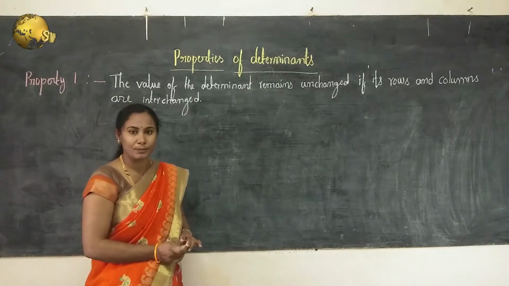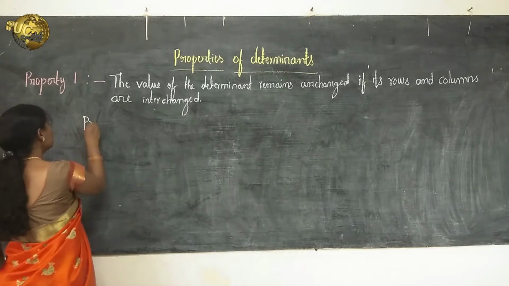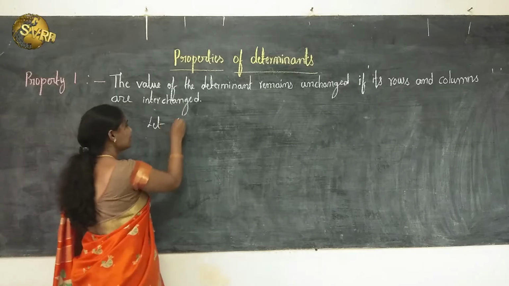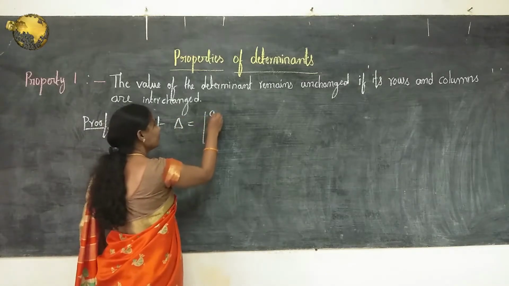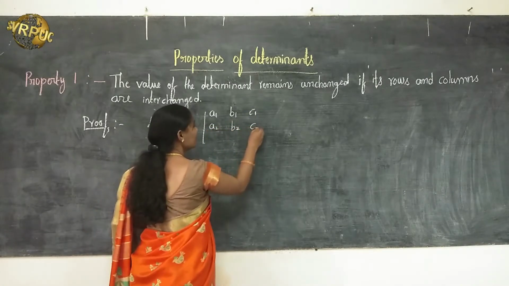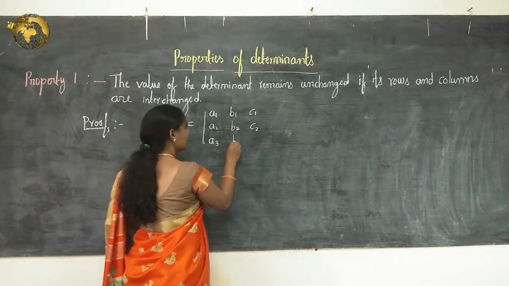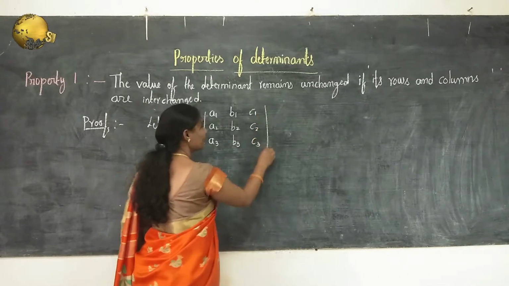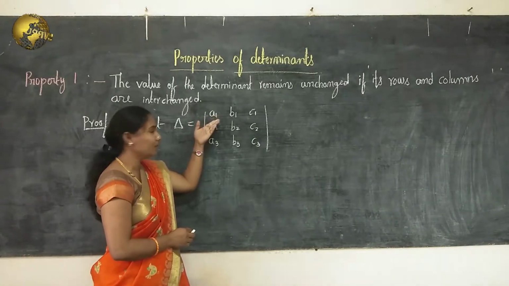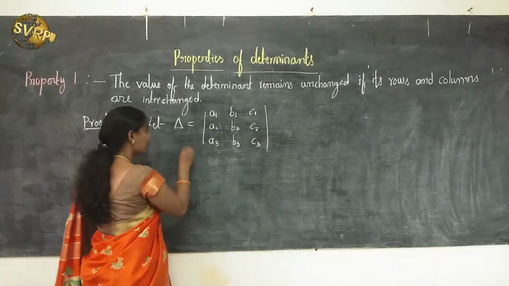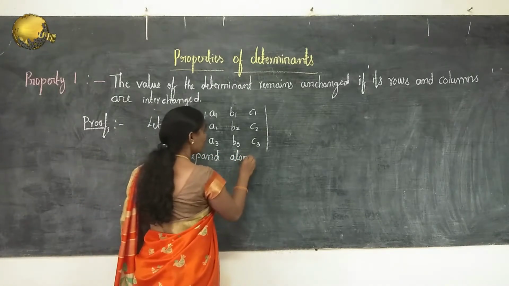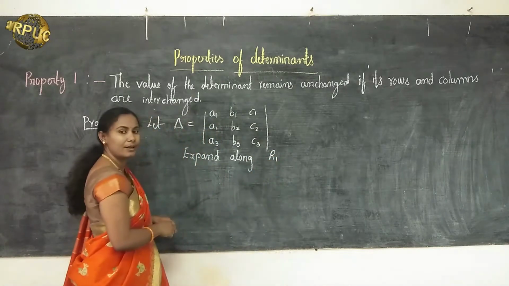Let me prove this property first. Proof: Let delta is equal to the determinant with rows A1, B1, C1; A2, B2, C2; A3, B3, C3. This is delta. So already we know we can expand along any row or any column. So I will expand along row 1.